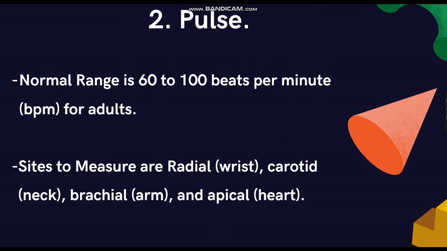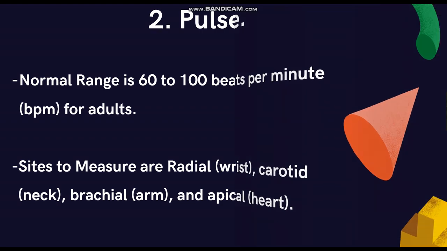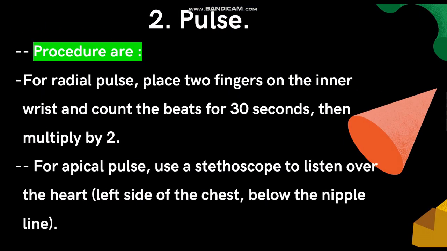Second one, pulse. Normal range is 60 to 100 beats per minute for adults. Sites to measure are radial, carotid, brachial, and apical. Procedures: for radial pulse, place two fingers on the inner wrist and count the beats for 30 seconds, then multiply by 2. For apical pulse, use a stethoscope to listen over the heart.